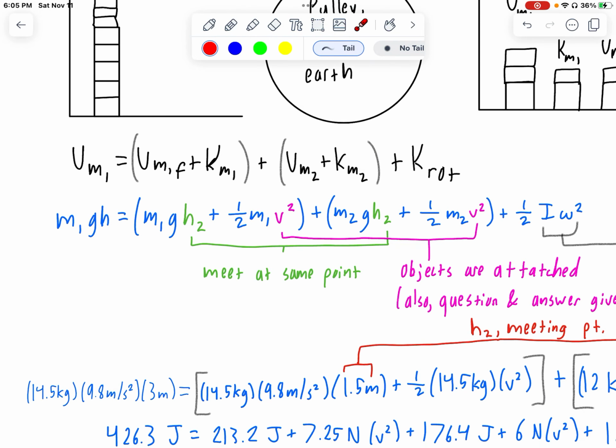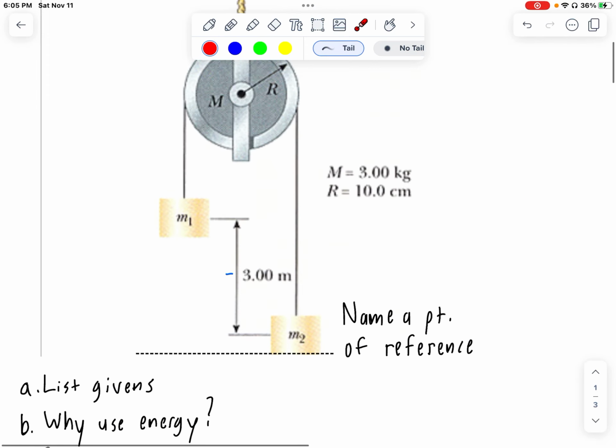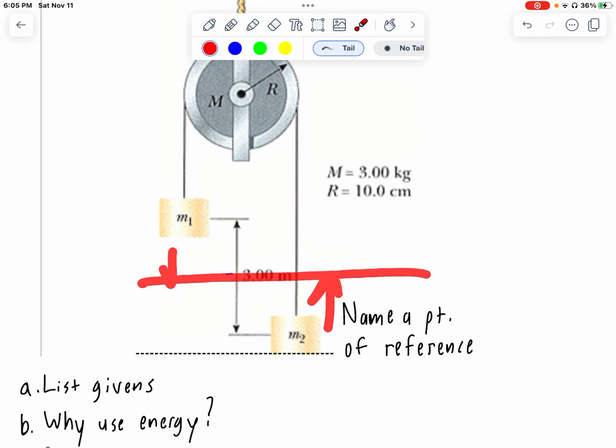Some important things to note: this final height of both mass 1 and mass 2 is the same because they're going to be meeting at the same point. Yes, mass 1 travels down, mass 2 travels up, but anyways, it is the same point.